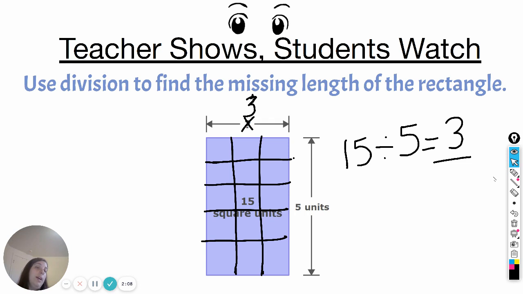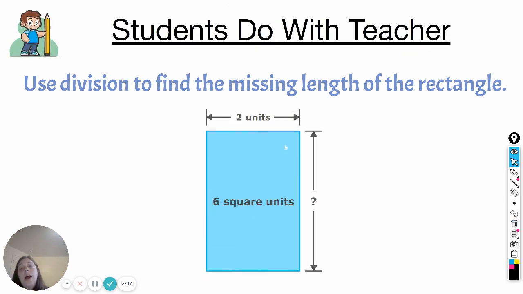Okay, let's go ahead and have you do an example with me. On your whiteboard, I want you to draw this rectangle. I want you to label the inside of the rectangle with your 6, which is the area, and to label the top with your 2, which is how long that side length is. And then this side is a question mark right now because we have to solve that. I'll give you just a moment to get that ready on your whiteboard, and then we'll start solving together.